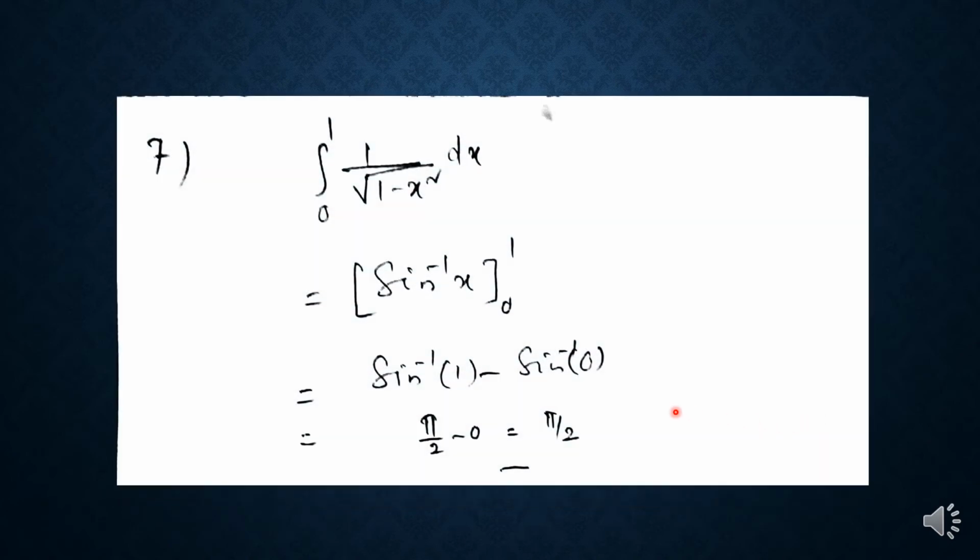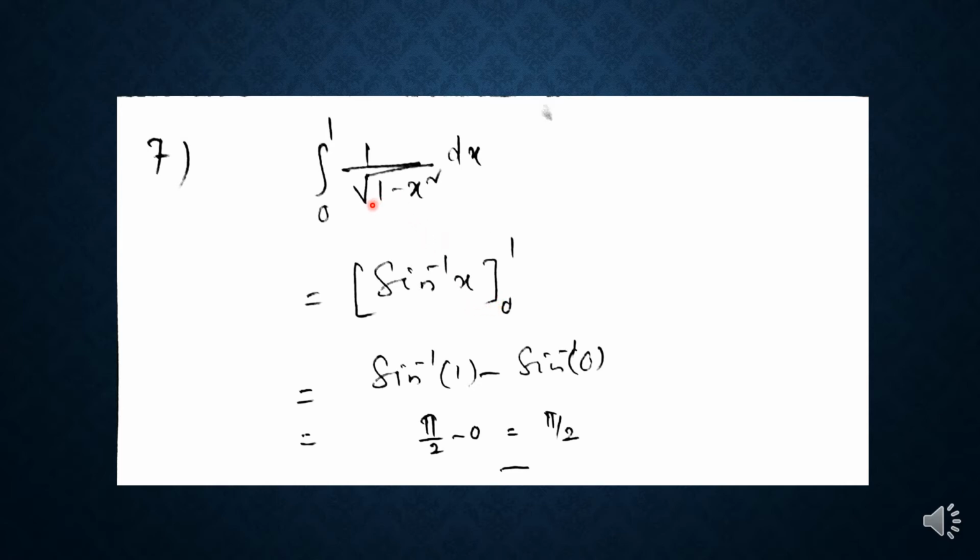Next problem. Integral 0 to 1 of 1 by root of 1 minus x square dx. So in the standard formula we have integral 1 by root of 1 minus x square dx is equal to sine inverse x. So directly we can substitute the formula and we can apply the limits.